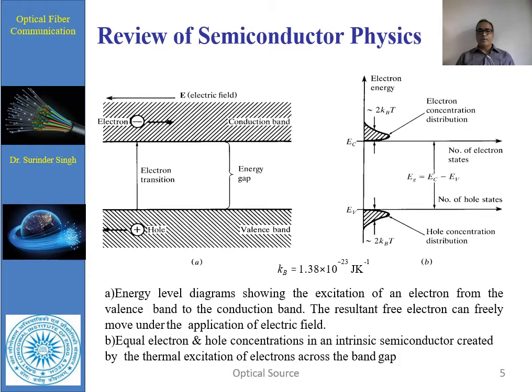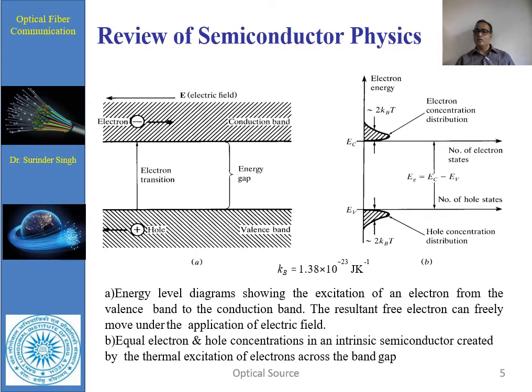The transition of an electron from the conduction band to the valence band, and from the valence band to the conduction band, is represented in the form of the energy gap. That amount of energy is required to transition the electron from the ground to the excited state, or from the excited to the ground state.